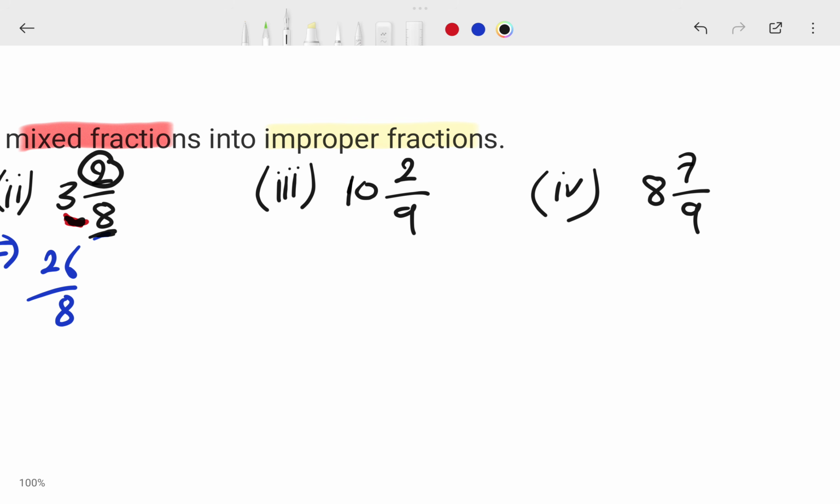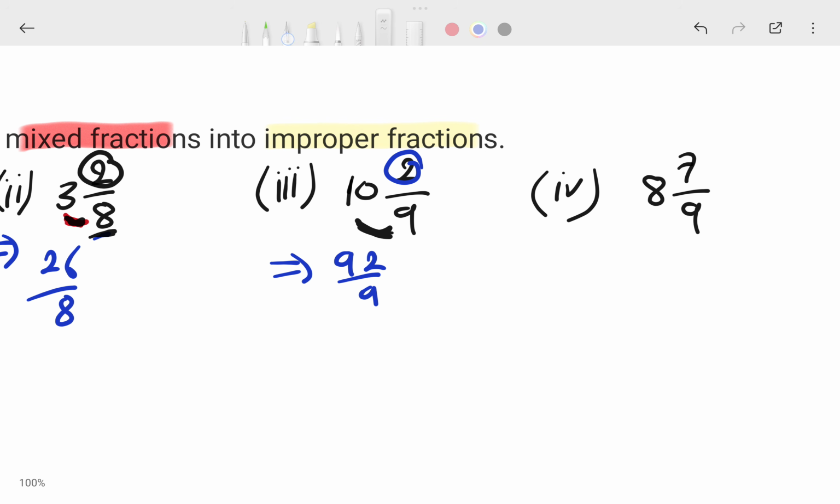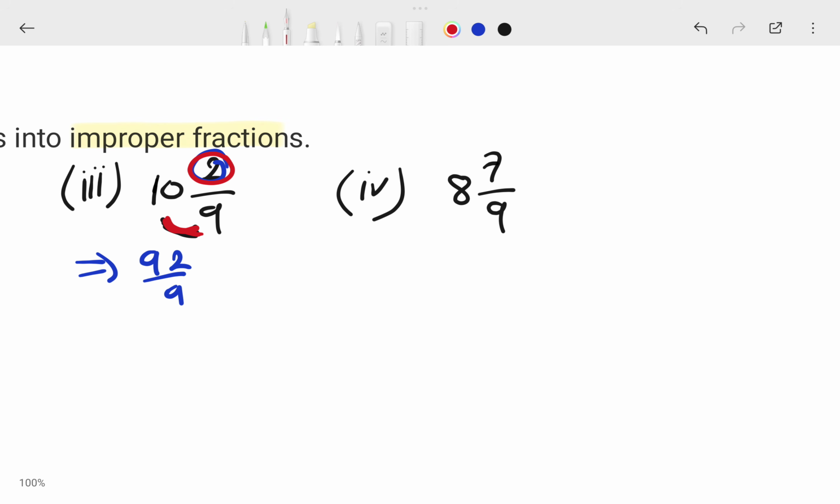Now you can do this one like this. 9 into 10, that's 90. If you multiply 9 into 10, it is going to be 90. After the 90, add this 2 here, it is going to be 92. So what will be the answer? The answer will be 92 by 9. Simply, what did I do here? I multiplied 9 into 10, that's 90. 90 plus 2, 92. 92 by 9. Over.